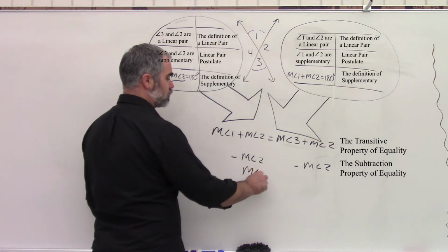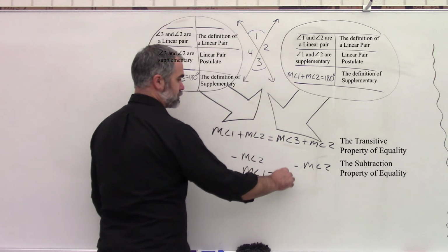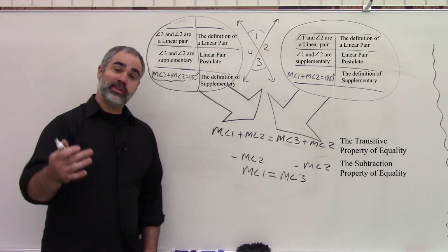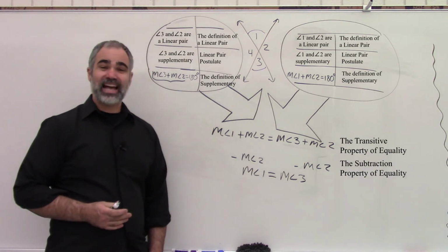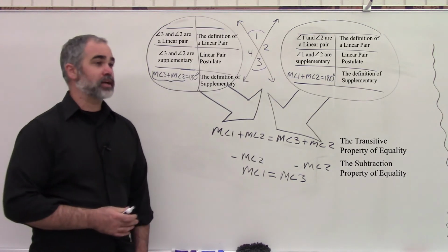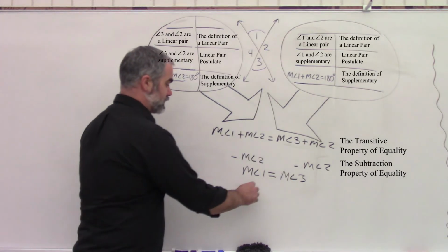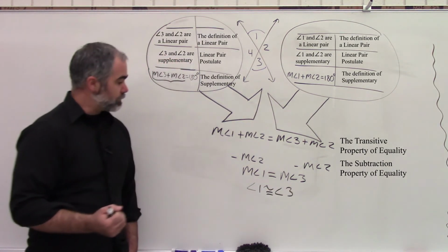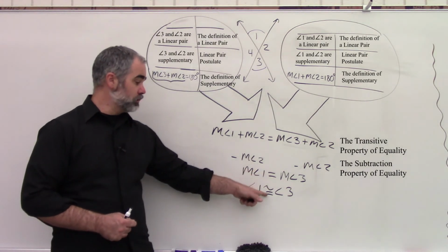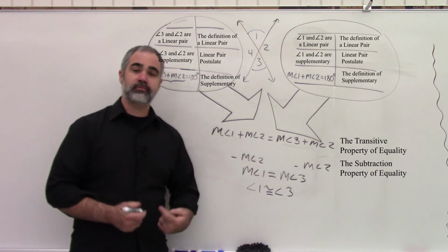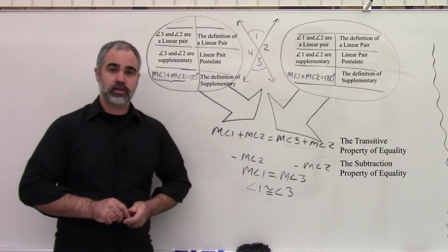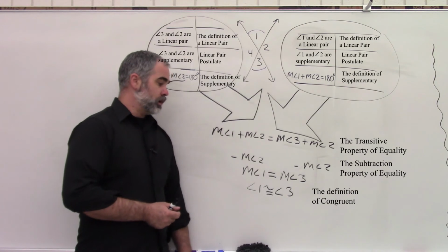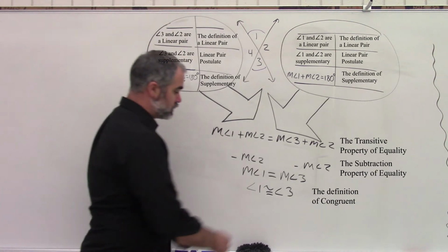I now have the measure of angle 1 equals the measure of angle 3. And what I need to show is that these two are congruent. So the last step that I'm going to write down is that these in fact are congruent. I'm going to say that angle 1 is congruent to angle 3. And remember from the last video, if you want to change equals to congruent or congruent to equals, your justification is the definition of congruency. Okay, so you can write that one in right here too. And at the very end of your proof, you can write QED.